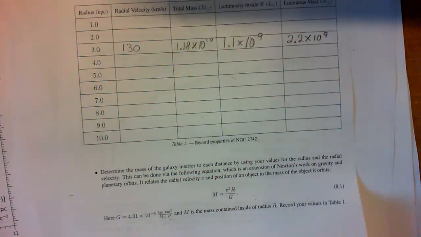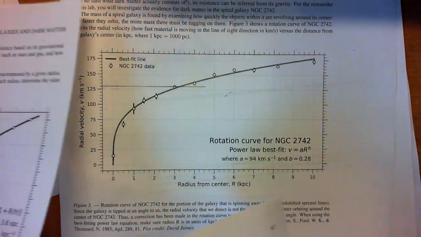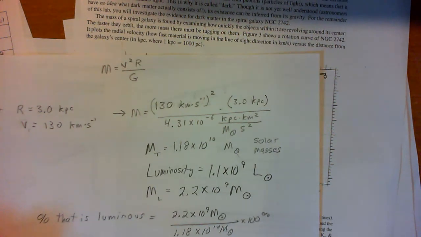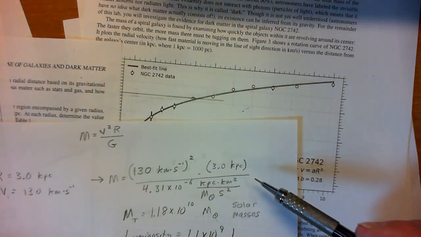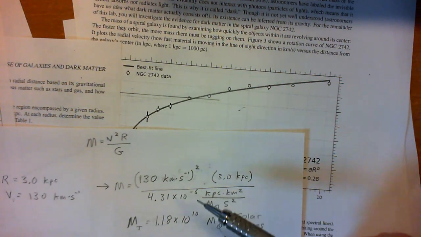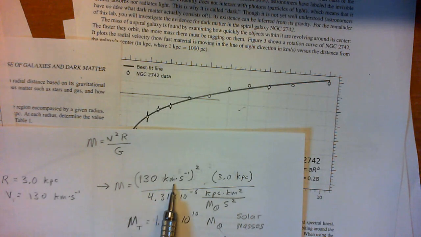Now let's look at a sample calculation using those numbers, and here they are. We're just interested in down to here. 130 squared times 3 kiloparsecs, and you divide by 4.31 times 10 to the negative 6 for G. This will be the same number in all the calculations. Always divide by this number.